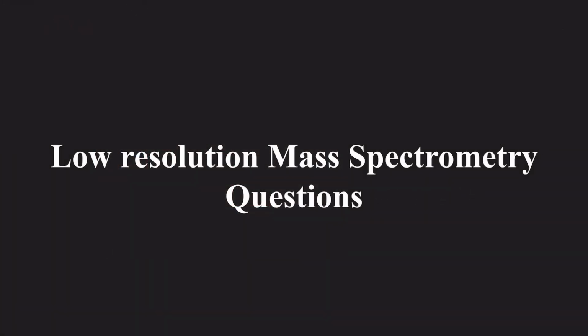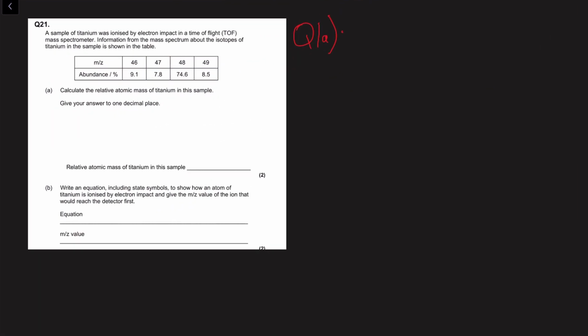So those were just some basic practice questions. Now let's look at some more advanced mass spectrometry questions. So here's the first question involving mass spectra and finding the relative atomic mass. Please pause the video and feel free to answer these questions on your own. Once you're done, you can resume and compare your answers to mine.